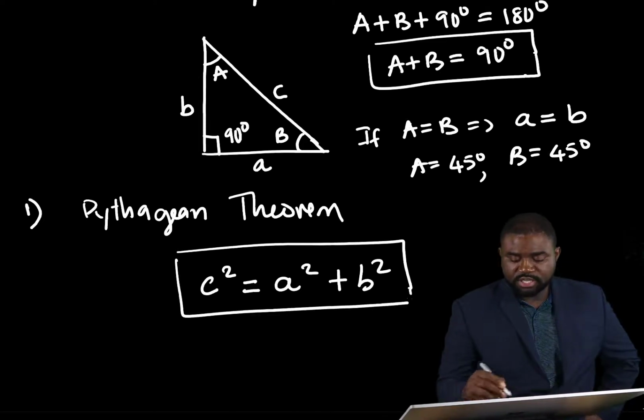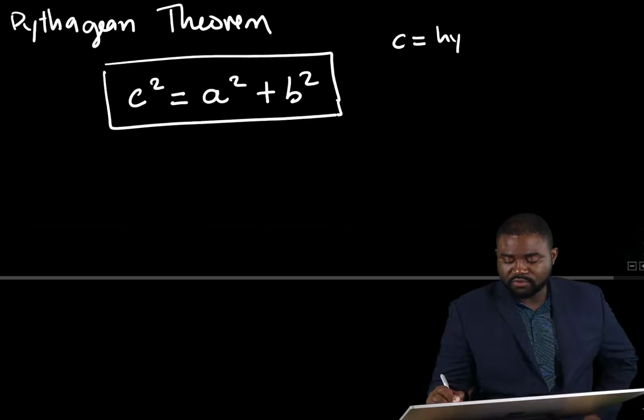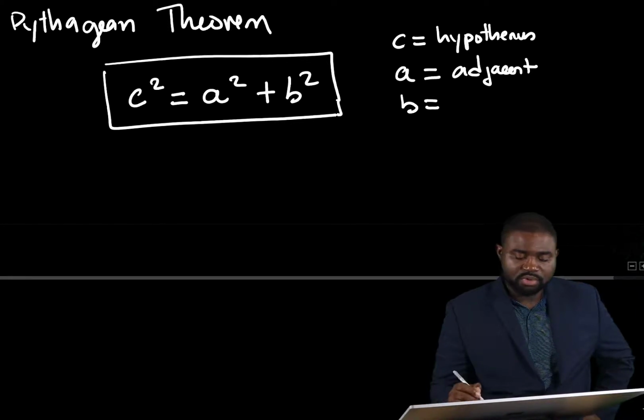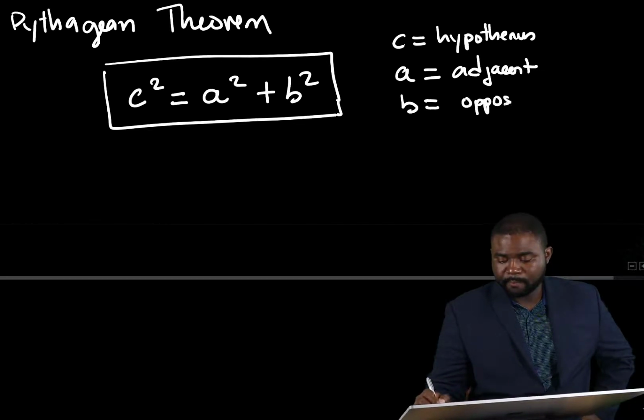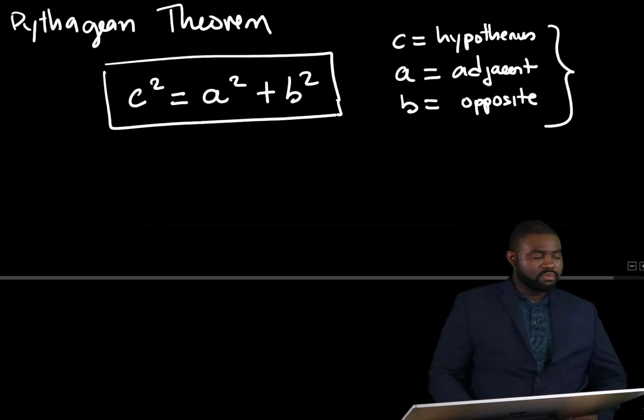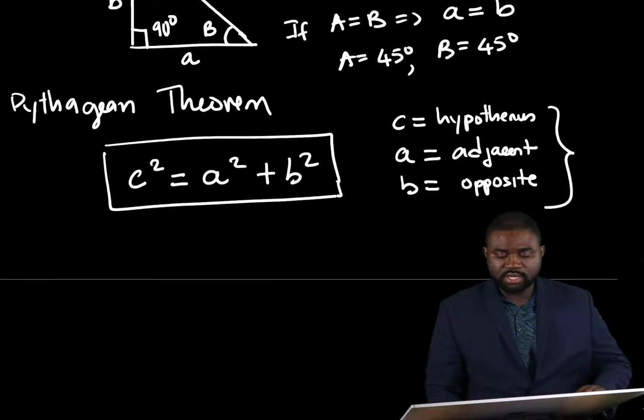Understand that c is called the hypotenuse, a is called the adjacent, and b is what we call the opposite. These names will become valid pretty soon. Let's do an example.